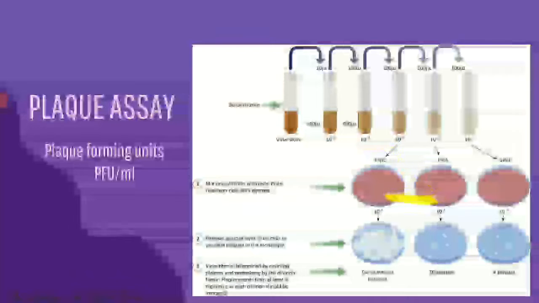Once the monolayer of the host cell has been prepared, it is infected with whichever viral suspension we have to count, and then it is covered with an overlay. When we say overlay, it is a semi-solid medium of either agar or carboxymethyl cellulose. So we have added the suspension of the virus to the medium containing the host cells, and over that we are adding an overlay of either agar or carboxymethyl cellulose, basically a semi-solid medium.